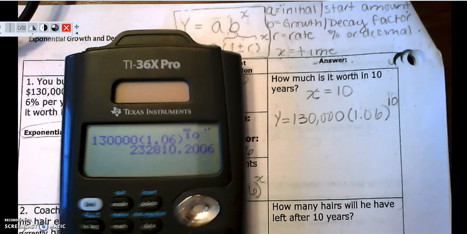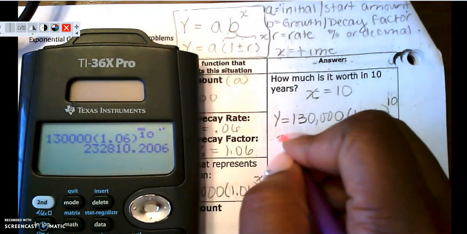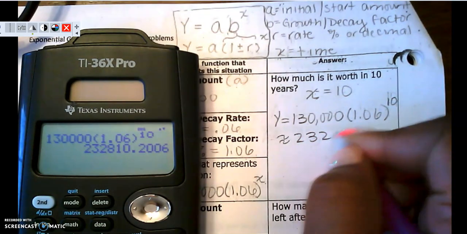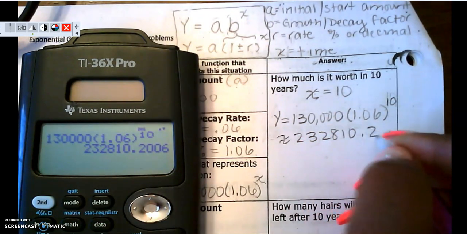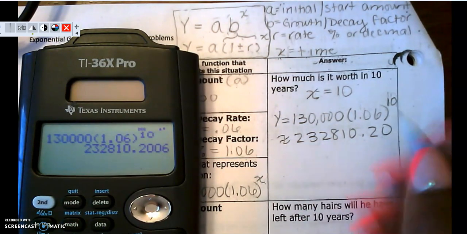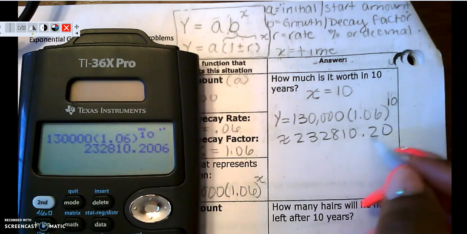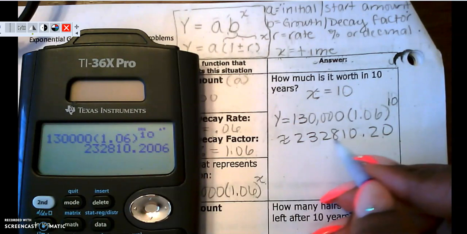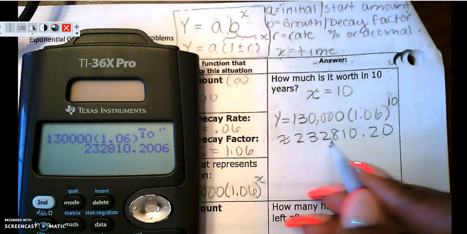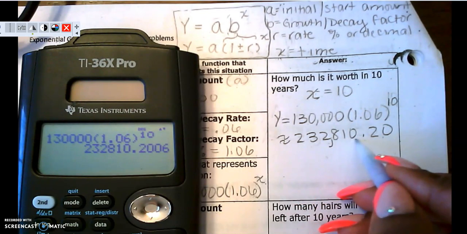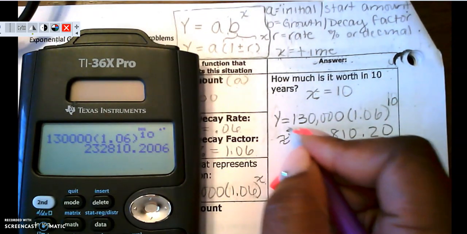And when we press enter, we end up getting approximately, that little squiggly line just means approximately, 232,810.20. So because we're dealing with money, I'm going to round to 2 decimal places. So our approximate answer is going to be $232,810.20. And again, we're dealing with money.